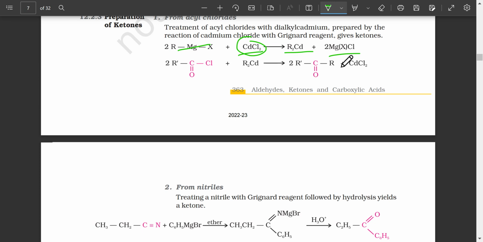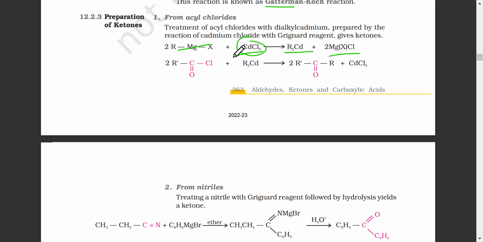If you want to go into the depths of the reaction, you can simply write that RMgX would give you R minus, and then this will be plus and minus, simple reactions between plus and minus. That's really easy. But if you have to do things on a surface level, I think we shouldn't be going into those depths over here. So then again, this dialkyl cadmium, when you make it react with acyl chloride, it'll give you ketones.